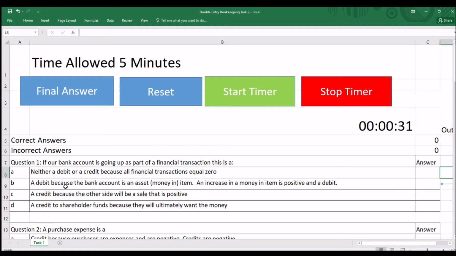Okay, this is B. Now, our bank account is a money in item. Money in item, it is going up, and therefore that will be a debit. That's the answer for number 1, B.